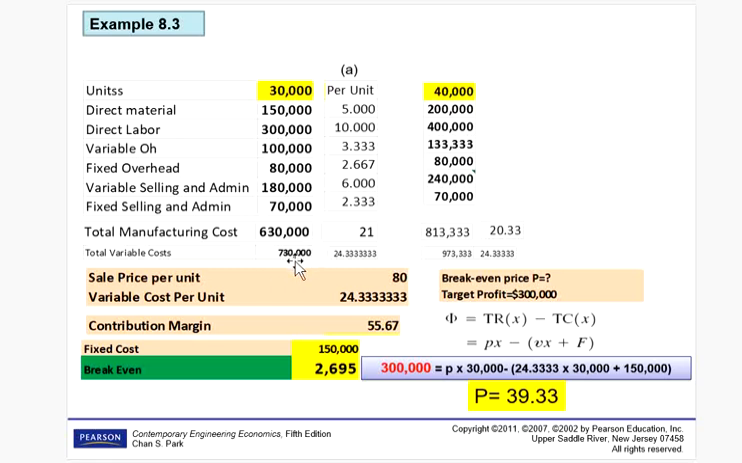You can solve it, practice it yourself. Now what is the variable cost per unit? 730 divided by 30,000, 24.33 is the variable cost per unit.